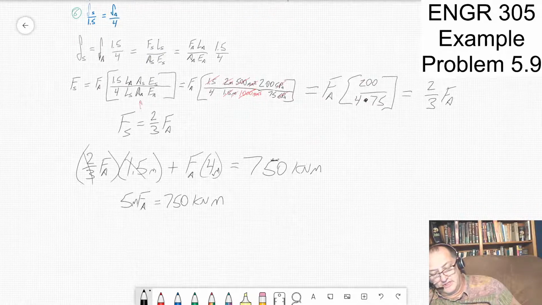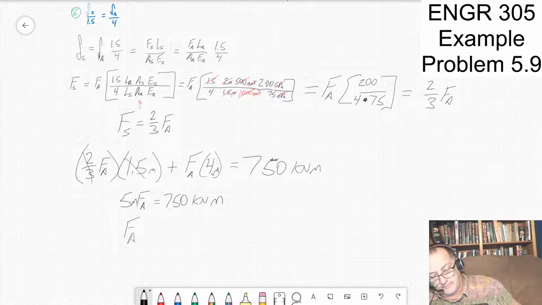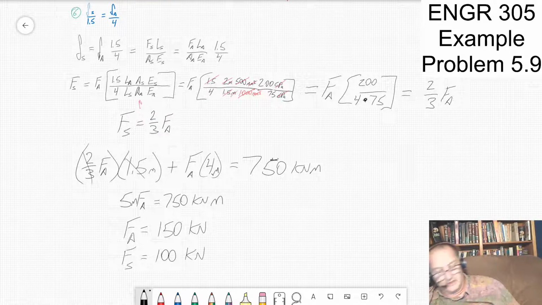And so the force in the aluminum is equal to 150 kilonewtons. And now I know the force in the steel is equal to 2/3 of that, which is 100 kilonewtons. How's that look? Great. Now that I got that, I can go on.